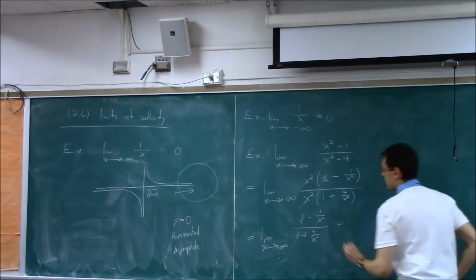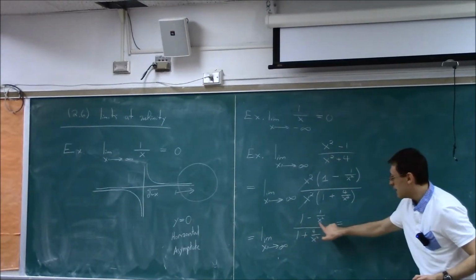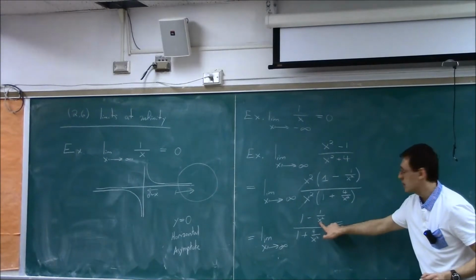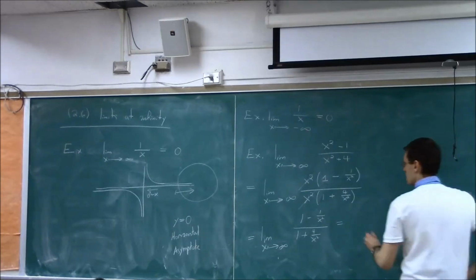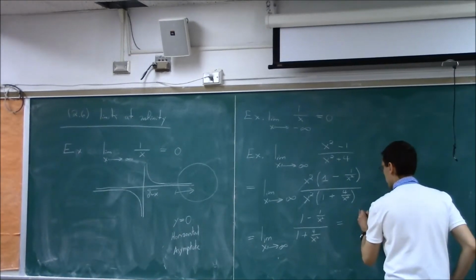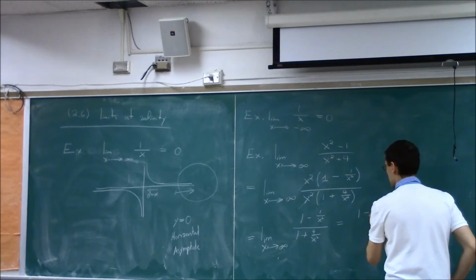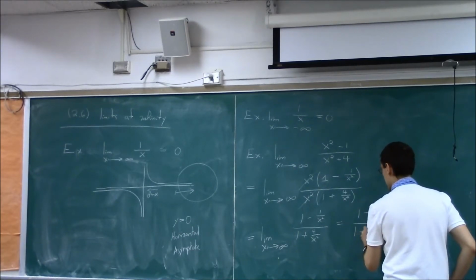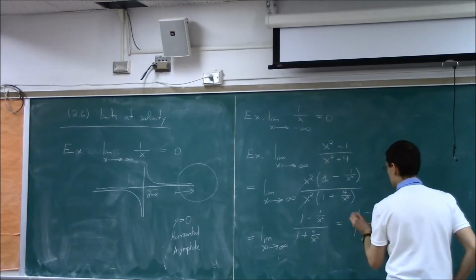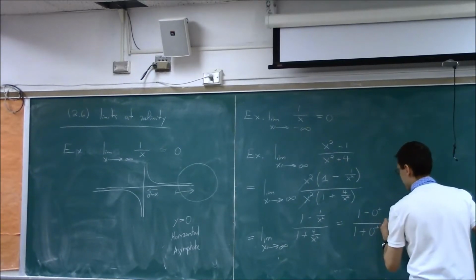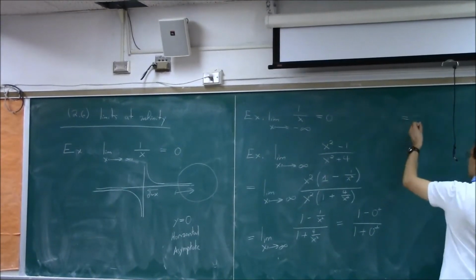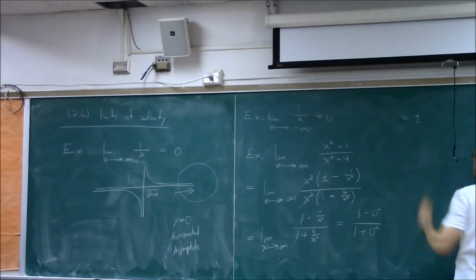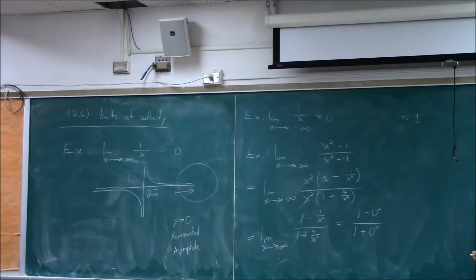Now this limit is fairly easy because this is 1 minus something that melts to 0, divided by 1 plus something that melts to 0. So the answer is that the numerator is 1 minus 0 plus, divided by 1 plus 0 plus, which of course is simply 1. So this limit tends to 1.